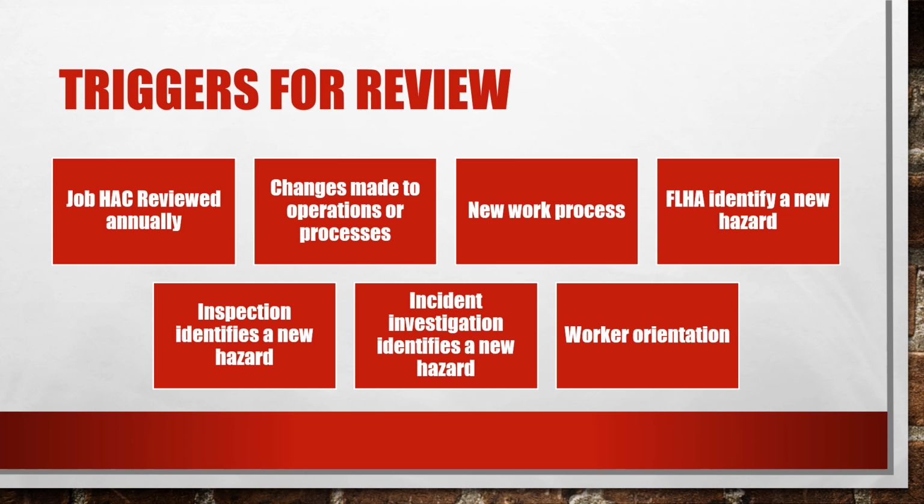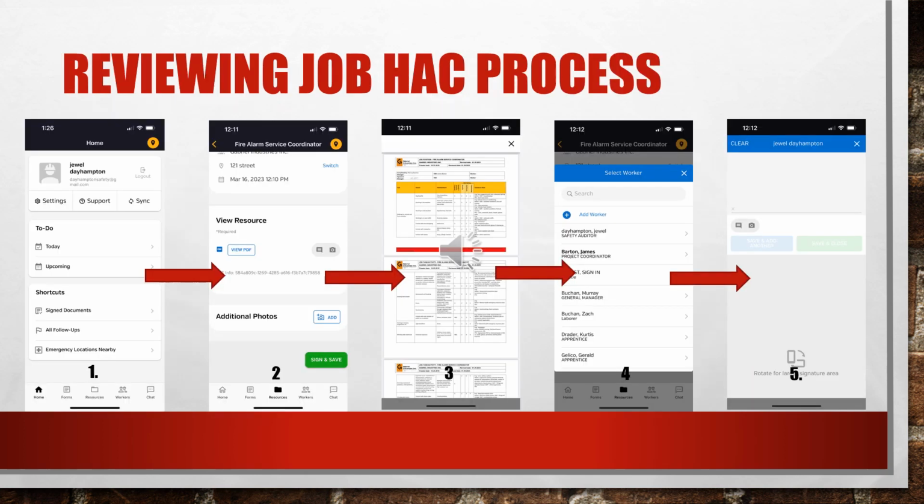when a field-level hazard assessment identifies a new hazard, when an inspection identifies a new hazard, when an investigation identifies a new hazard, and are completed during the orientation process for a new worker. Just to let you know, the work process formal hazard assessment gets reviewed every 3 years. How the review process works is, step 1, you will be assigned to review and sign your hazard assessment form through Site Docs. It will tell you what form and when it is due date.